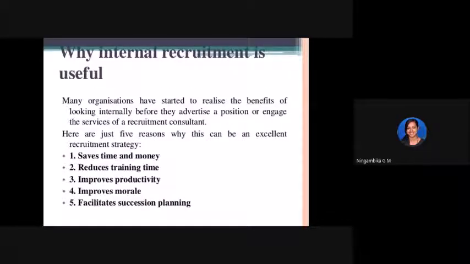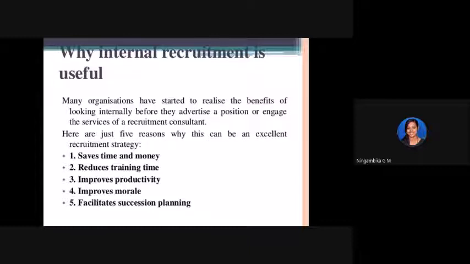So why does internal recruitment basically happen? How is it useful? Many organizations have started to realize the benefits of looking internally before they advertise a position or engage the services of a recruitment consultant. Instead of recruiting an employee from outside the organization or through a consultant, it's better to look for a person inside the organization. Why? Basically, it reduces the time, it reduces the cost, and it reduces training time.